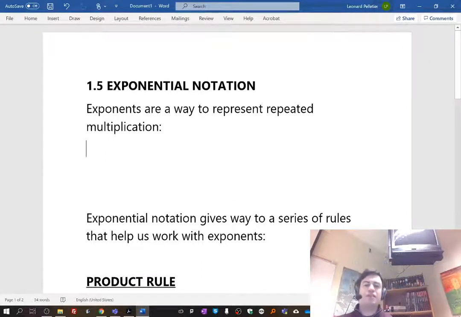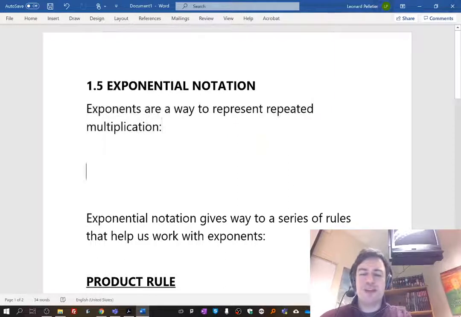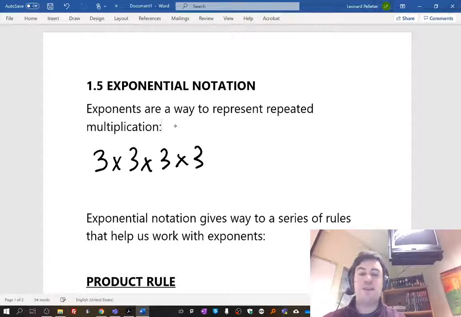So exponents are basically just a way to represent repeated multiplication. Here's an example. Perhaps you have a number being multiplied over and over again. If I have, say, 3 times 3 times 3 times 3, so many 3's, that's kind of annoying to write over and over again, especially as the number of 3's increases beyond 4. You could have 10, you could have 1,000,000. It gets to be a lot.